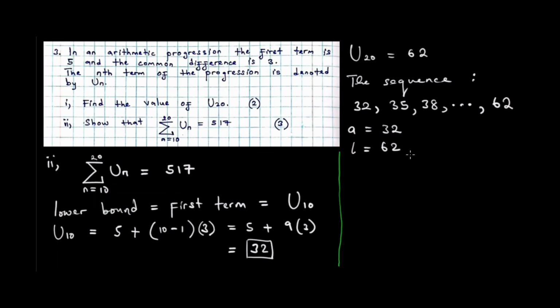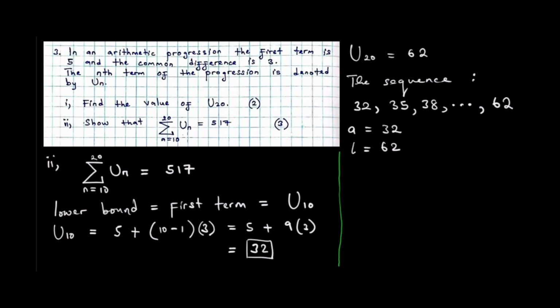And why is that L equal to 62? Because here we are going from 10 up to 20. So from the 10th term up to the 20th term, of which the 20th term we were told is 62. Actually we calculated that. Now listen to me.